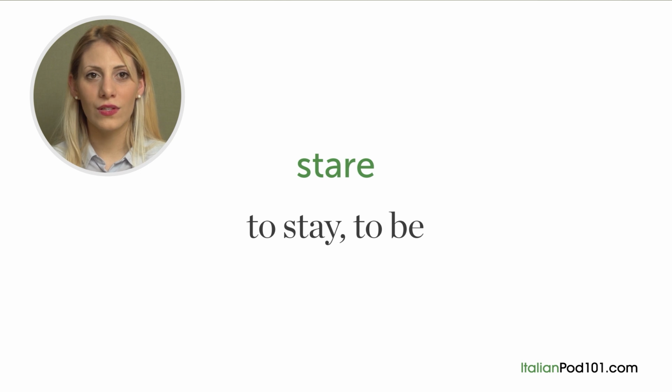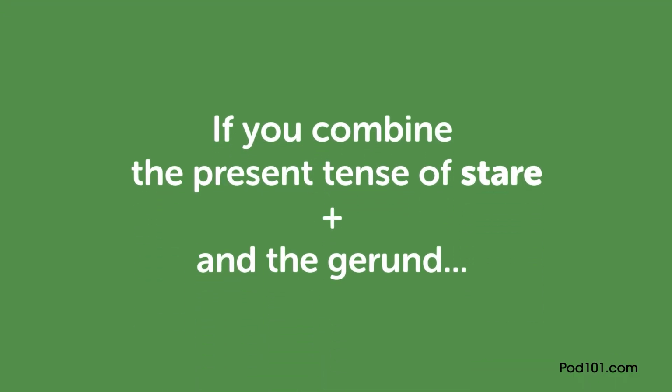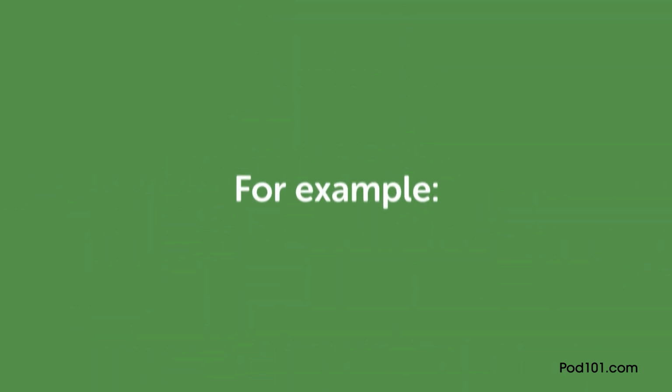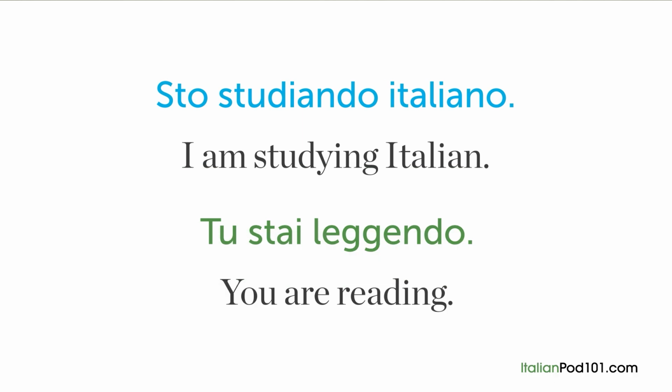Another way you can use the gerund is combined with the verb stare, to stay, to be. If you combine the present tense of stare and the gerund, you get the present continuous. For example, sto studiando italiano. I am studying Italian. Tu stai leggendo.